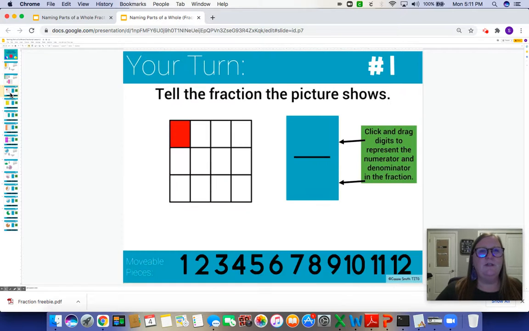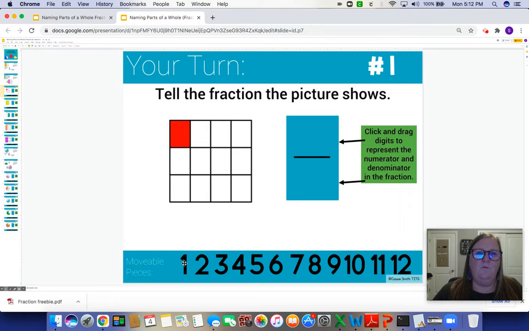Then you're going to get to do some practice like we did yesterday. These numbers at the bottom are movable, and it says click and drag the digits. Digits is another name for numbers. So click and drag the digits to represent the numerator, which is the top number, and the denominator, which is the bottom number.